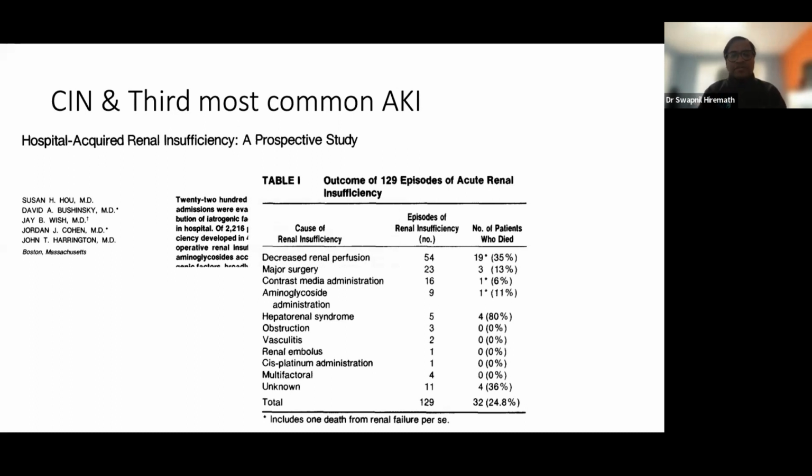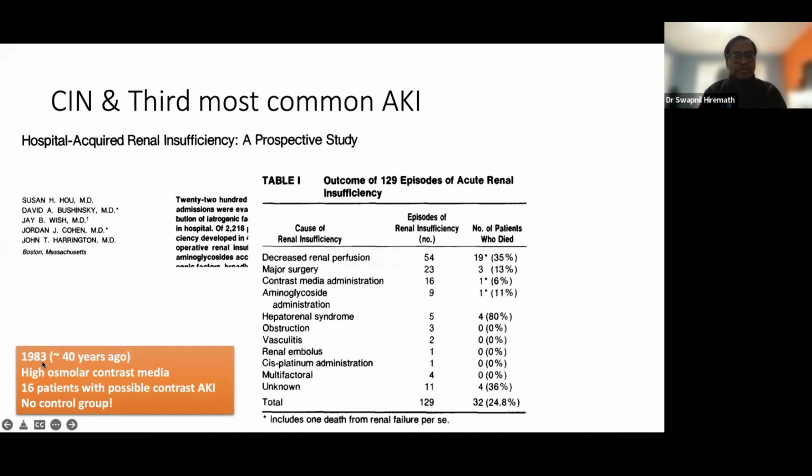And if you see what is going on here, this is 1983. They all used the high osmolar contrast media. And out of the 129 patients, there were 16 patients who possibly had contrast media exposure. So 54 were pre-renal, 23 had post-operative AKI, and 16 had contrast media. And if you look at the causes, cisplatin and aminoglycosides, we don't see that so commonly anymore. So this is really a different era.